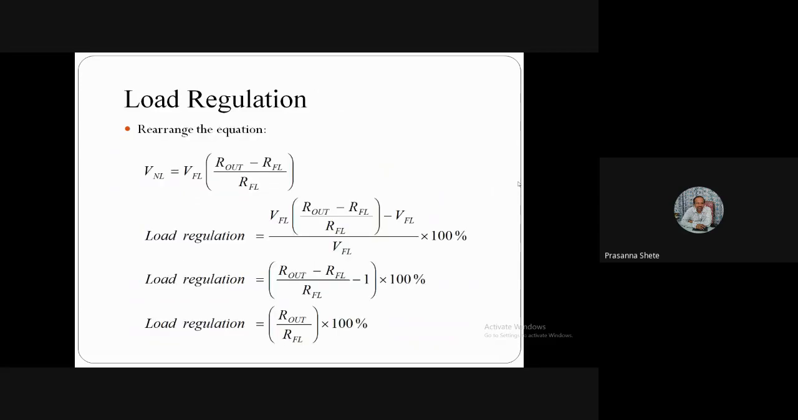By rearranging the equation, we can get the load regulation as R out upon R FL into 100%. So we can calculate the load regulation based on voltages also, which we have seen previously. And with this particular equation and rearranging it, we can find out load regulation with the resistance formula also, that is given as R out upon R full load into 100% in terms of percentage.